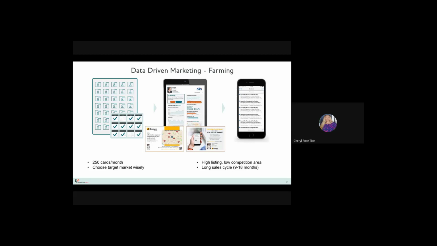I have a question, and maybe I just missed this, but you're talking about a neighborhood that's already 25% kind of taken by other realtors. Where would you find that information? How would you determine that?